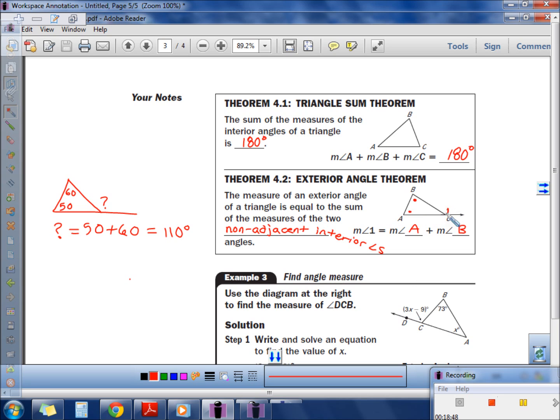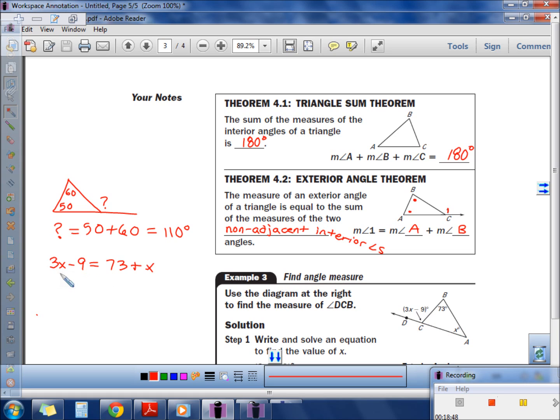And I can see that this little piece looks very similar to what I have right here. So you got to remember this setup over here on the left, or the little formula. The one that is outside, we call that the exterior. So the exterior one is 3x minus 9. That equals two of them added together. Which two do I add together? 73 plus x. So if I add these two on the inside, non-adjacent ones, I get this one.